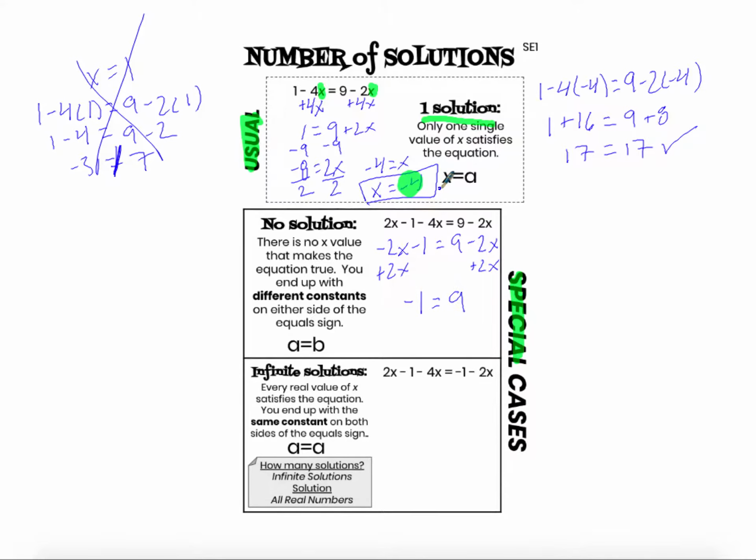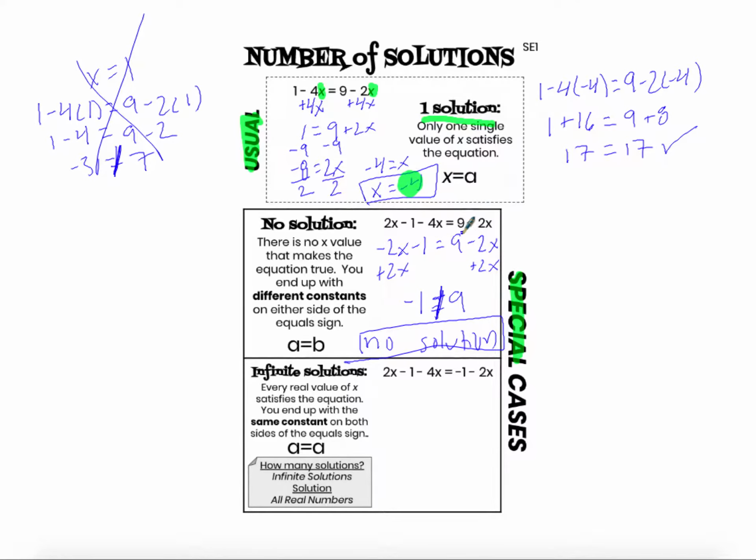I ended up with not x equals a particular number, but number equals number where those two numbers are not equal. -1 does not equal 9. Ending up with this case where I have a statement that is not true, -1 equals 9, that is how I know I have no solution. No solution means there is no value of x that I can plug into this equation and end up with a true statement.